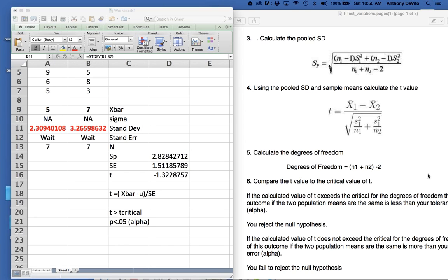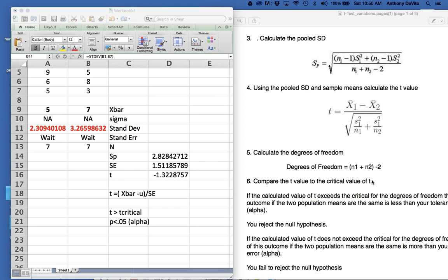If the t-value that we calculate is greater than the critical value of t, in other words, the means are more than two standard errors apart, roughly, if they're far enough apart, if that's a big t-value, we can say that the two means of the populations are different, and we reject the null hypothesis that they're the same.